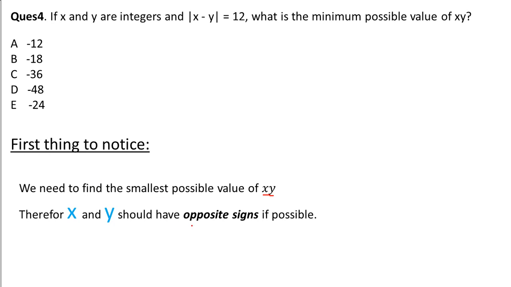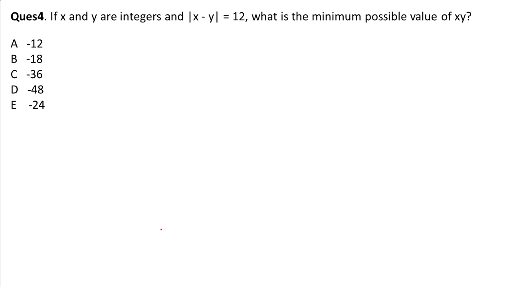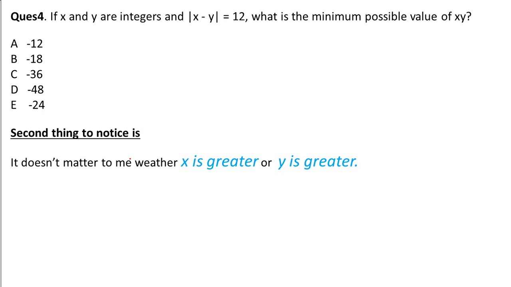Therefore, x and y should have opposite signs if possible. Now why? See, if x and y have the same signs, then xy is always greater than 0. And when x and y have opposite signs, then xy is less than 0. And I need to find the minimum possible value of xy.